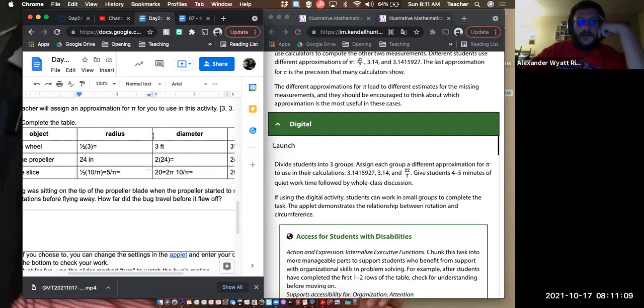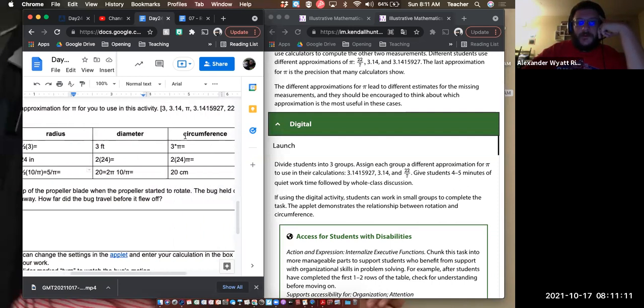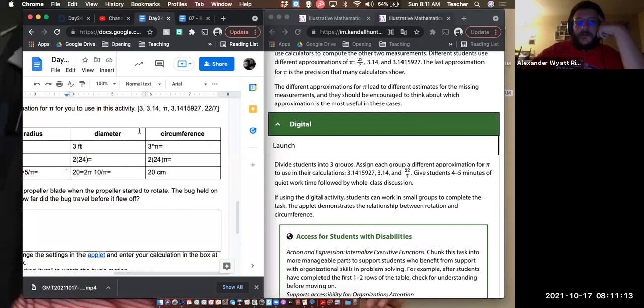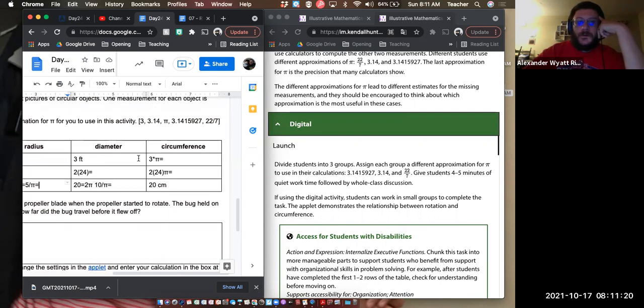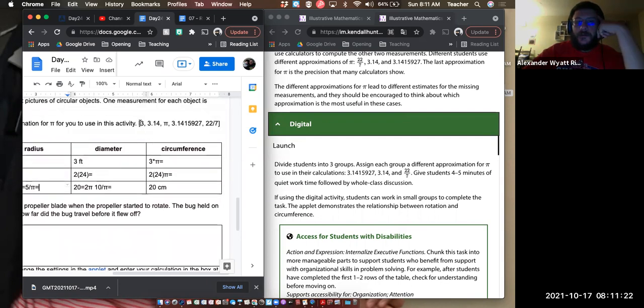Okay. Radius is half of the diameter, and circumference is diameter times pi, or 2 times the radius times pi, whichever way you want to do it. Or any of the constant of proportionality that we used before.